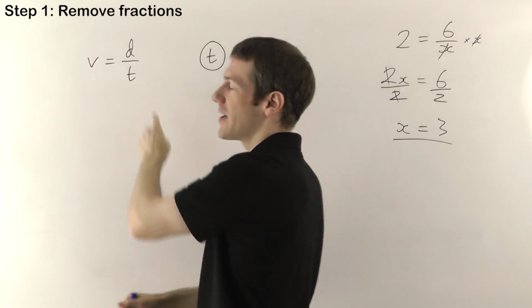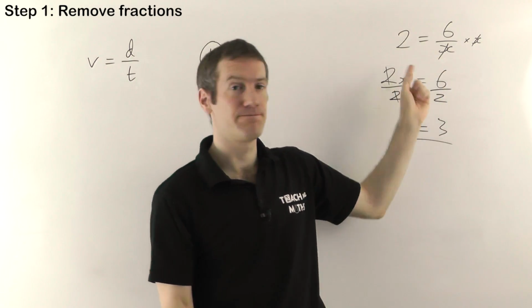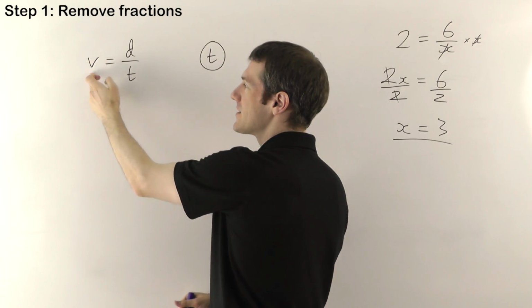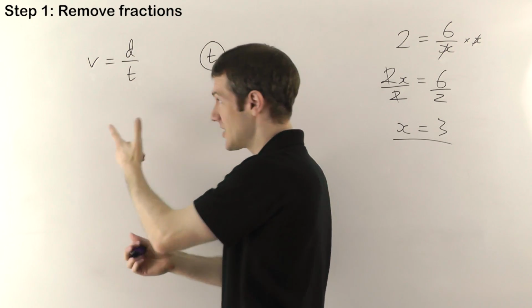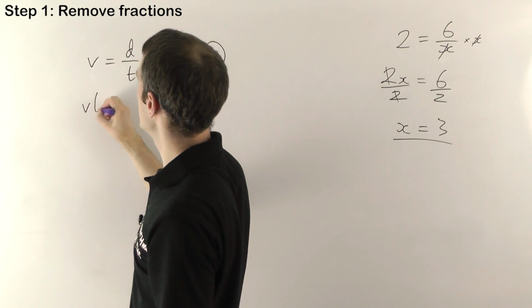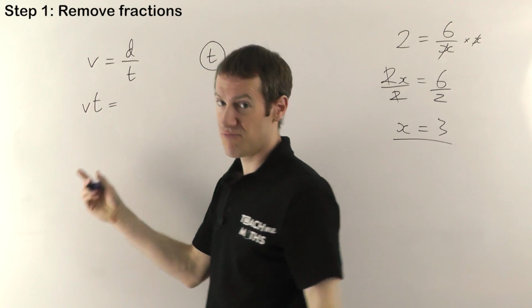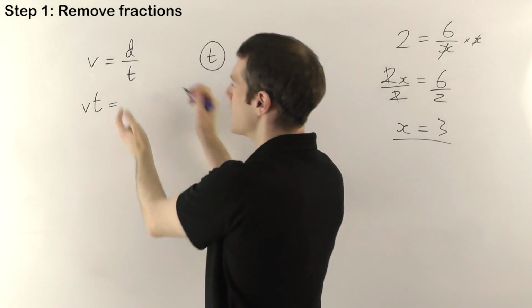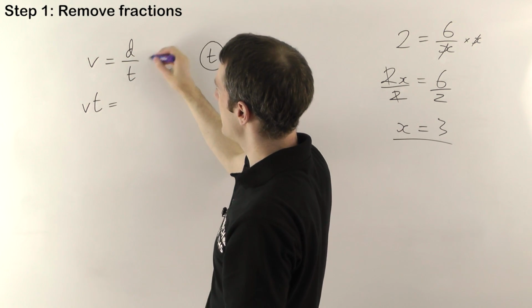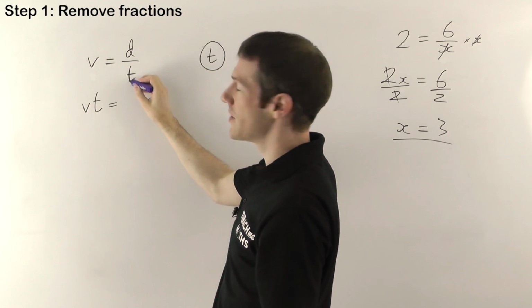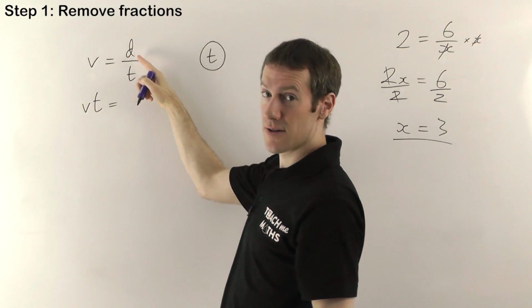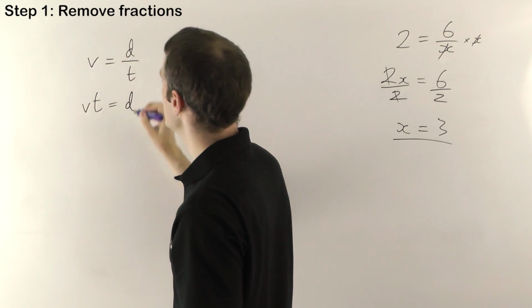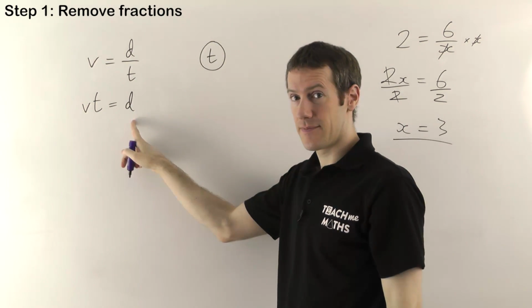Make sure you do it to both sides, just like we were doing here. So I times the left hand side by t, because t is the thing on the bottom. I'm going to get v times t, which you just write as vt. We times the right hand side by t. And I'm not going to write it down each time, but if you imagine a little times by t here, it will cancel with the one on the bottom, and you'll be left with the thing on the top. So vt will just be equal to d.